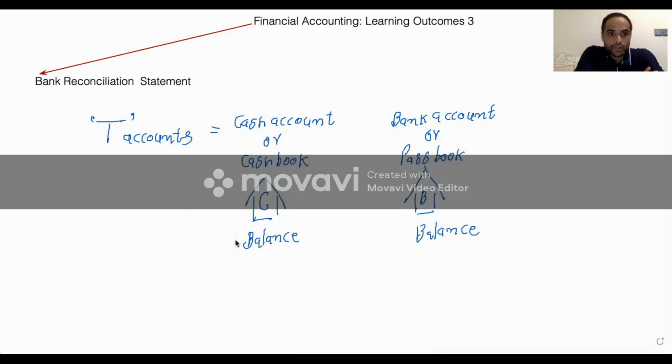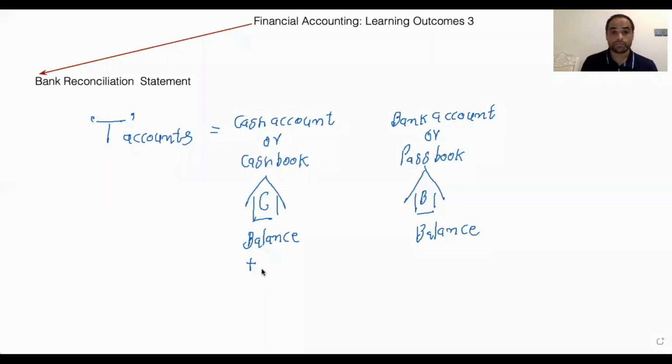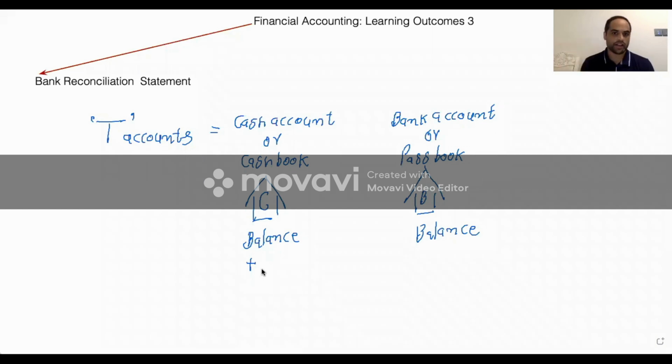For example, your customer gives you cash. Your cash account increases, right? What is the journal entry when you receive cash from a customer? Cash account debit, accounts receivable or customer account credit, or sales account credit, right? So your cash account increases.